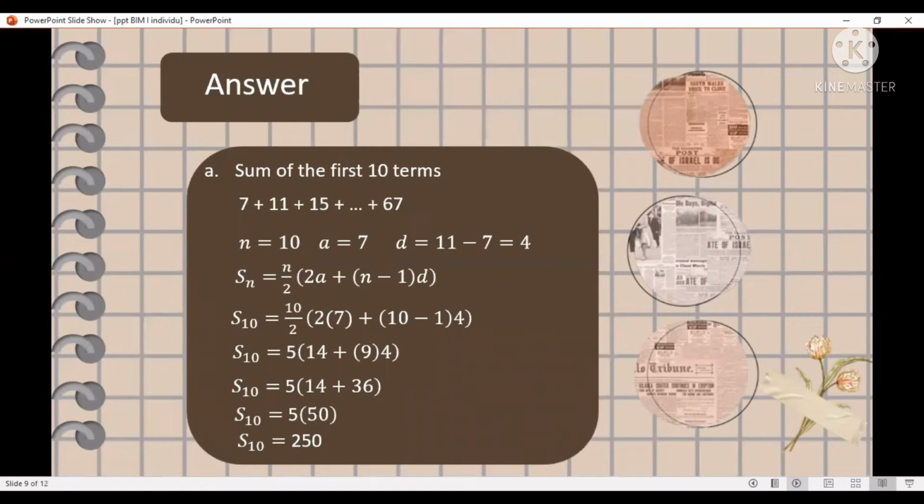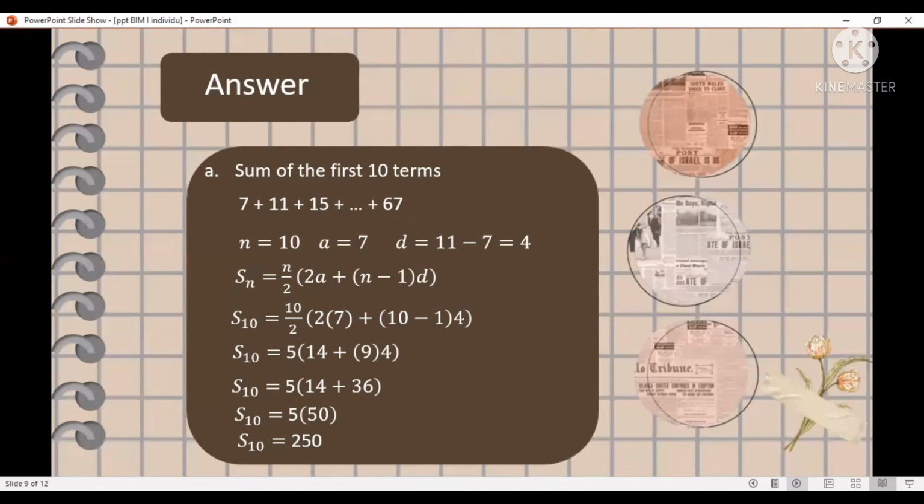To answer the first question, that is the sum of the first 10 terms, we use the formula Sn equals n divided by 2, open bracket, 2 times A plus open bracket n minus 1 close bracket multiplied by D, close bracket. Then n is 10, A is 7 because it is the first term, D is 11 minus 7 equals 4. Then we substitute into the formula. S10 equals 10 divided by 2, open bracket 2 times 7 plus open bracket 10 minus 1 close bracket multiplied by 4, close bracket. Then we solve.